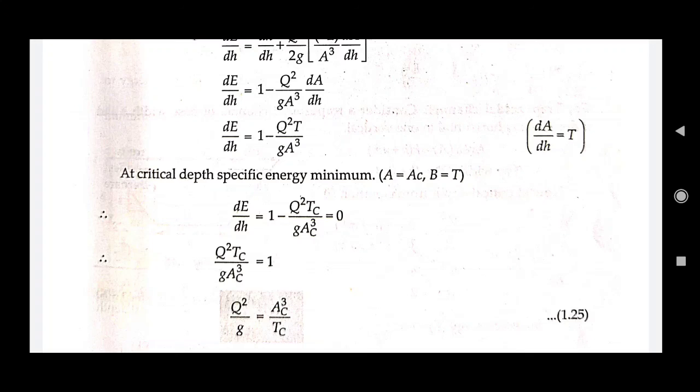The value of T will vary depending upon the shape of the open channel section. So for different types of open channel section, we'll have different equations to find out the critical depth, right? So Q square by G is equal to Ac cube upon Tc is the general equation for finding the critical depth. In the next class, we will discuss how to find out the critical depth of various channel sections. Thank you.